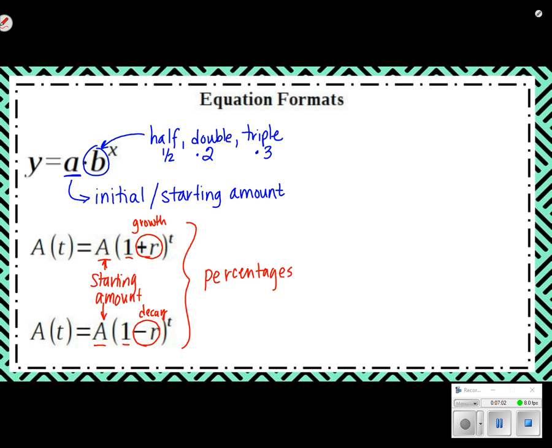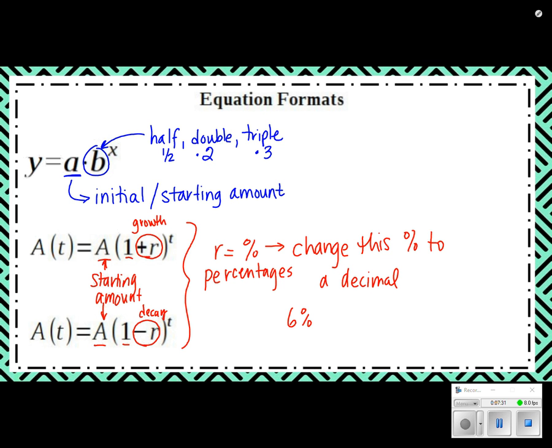Now, r is that percentage. r is some sort of percent growth, and you're going to have to change this percentage to a decimal. So let's talk about that really quickly, because that seems to be sometimes the hardest part. Let's say I have 6% growth or decay. It doesn't matter which one. I need to change this to a decimal.